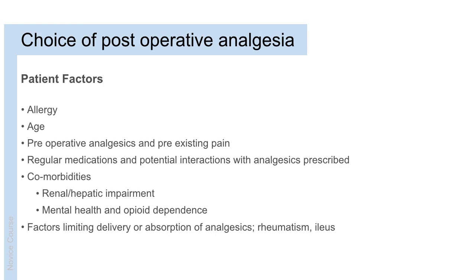Other comorbidities, such as mental health issues and opioid dependence, may present particular challenges when choosing post-operative analgesia, and often specialist help may need to be sought in these cases. Finally, it is important to consider patient factors that may limit the delivery of drugs. For example, when considering controlled analgesia systems, these may be inappropriate in patients with Alzheimer's disease or those with neuromuscular disorders.